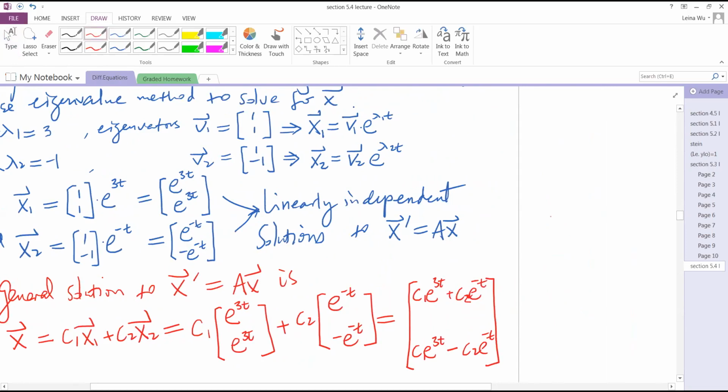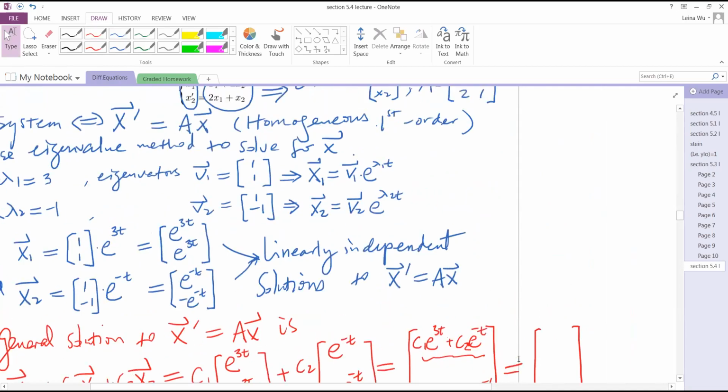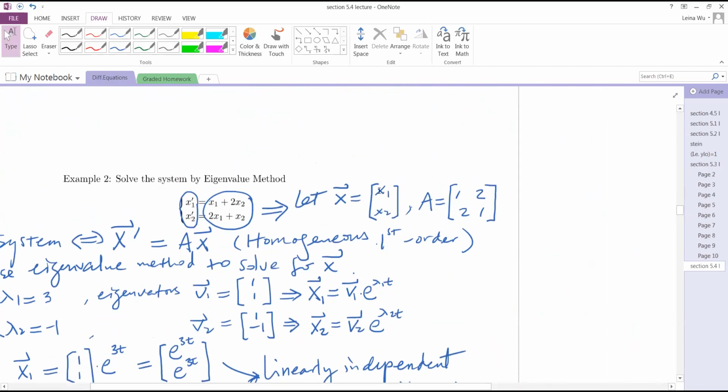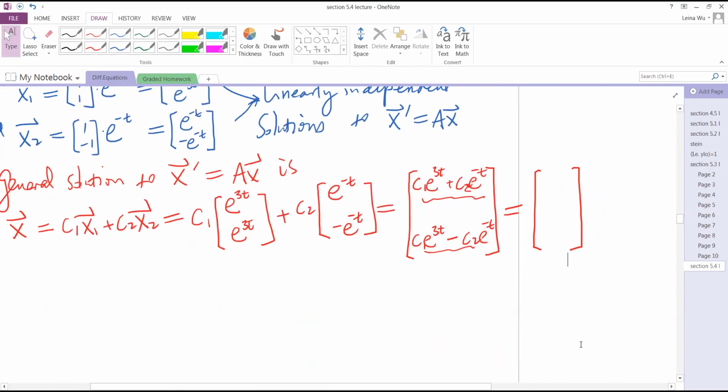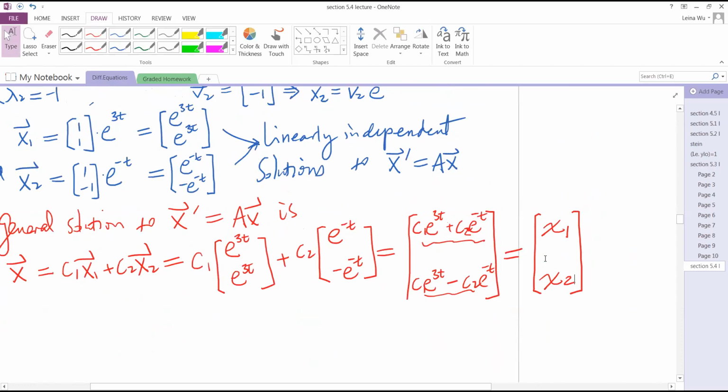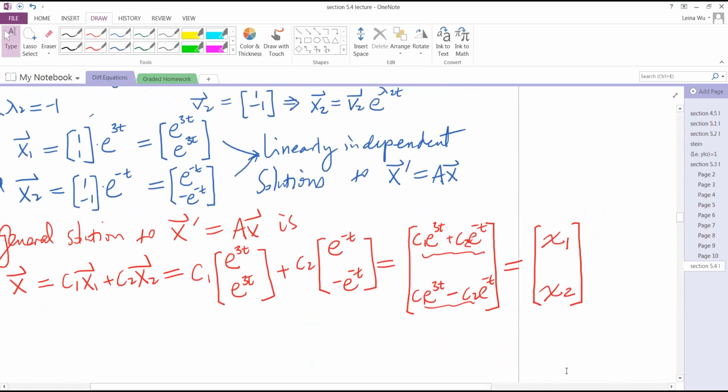What do these numbers represent, by the way? They are the actual unknowns, right? The unknowns are actually x1, x2, so they are the specific x1 and the specific x2 in the original system. Is that clear? Questions before we move on to the next problem?